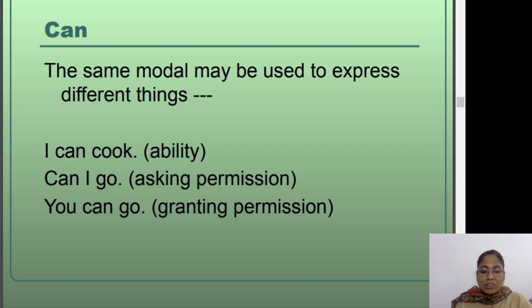Let us look at the usages of the modal can. This same modal may be used to express different things. If I say I can cook, I am expressing my ability to cook. If I say can I go, I am asking for permission to go. If I say you can go, I am giving the permission to a person to go.